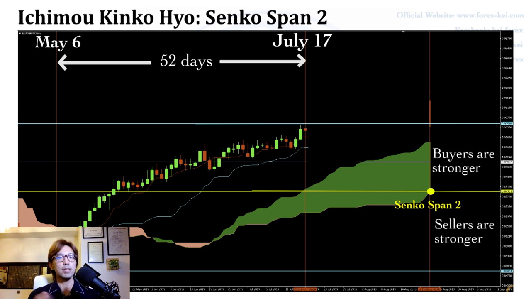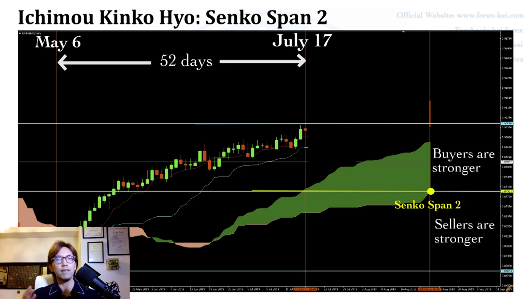For example, let's say the market marks the highest, but it's just going slightly down for the next couple of days. Not really going down with similar momentum as in the past 52 days, but let's say it's weaker, just slightly going downwards. In that case, some buyers might start to be worried just because the price is going backwards now. But if you have the reference point on Senko Span 2, you can be sure that as long as the price is above the line, you don't have to be worried about anything, right?